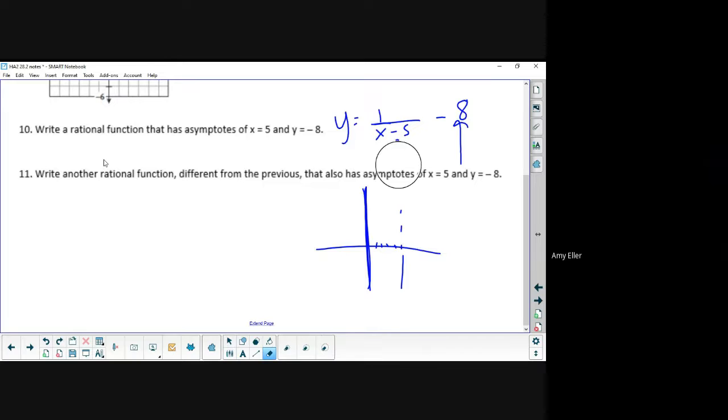Now think through 11. It's not as hard as you think. Crushed it.